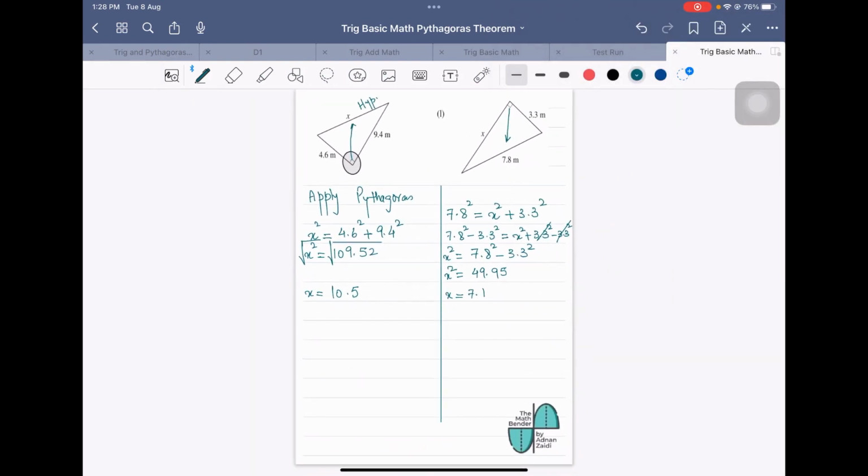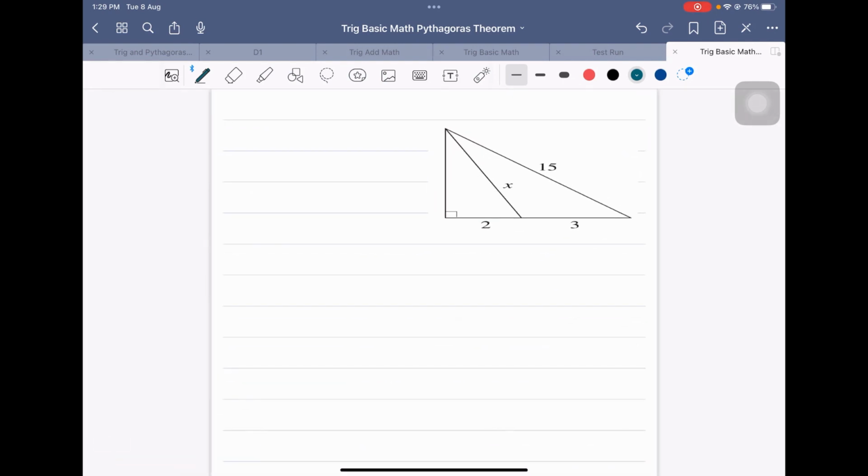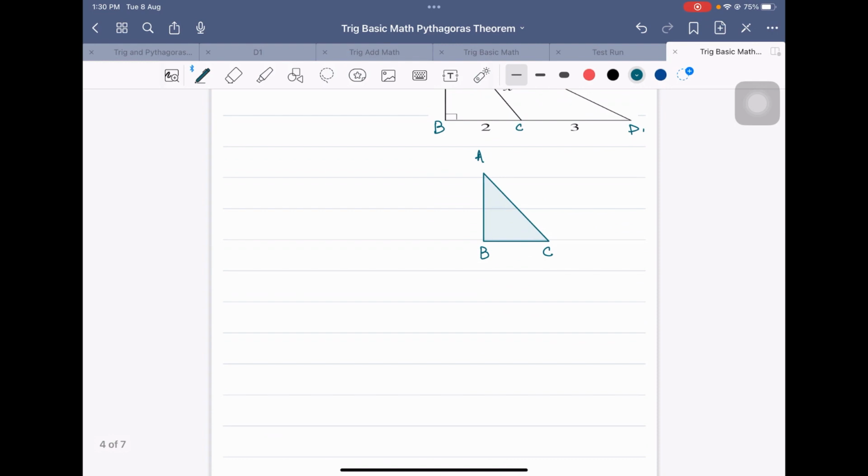So these are some of the types of Pythagorean questions. Let's look at another more complex example. You have to find the side x. Let's mark these vertices A, B, C, and D. I can see two triangles. One is A, B, and C. The other one is the bigger triangle.